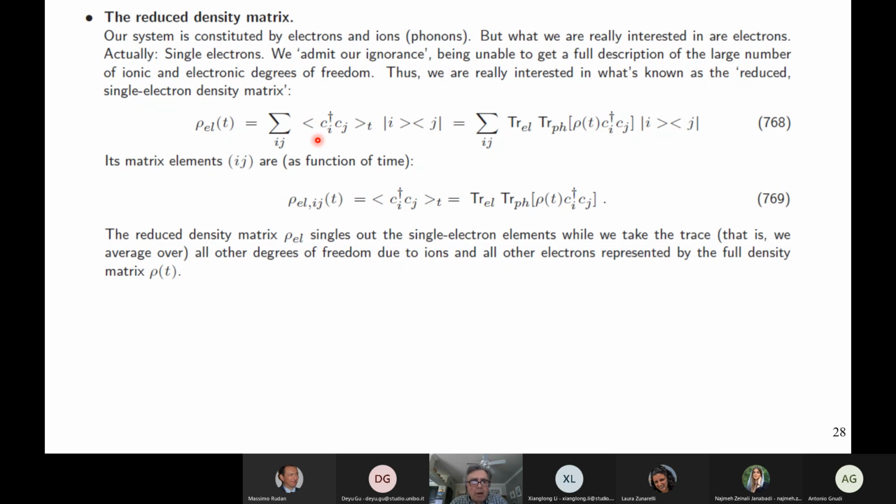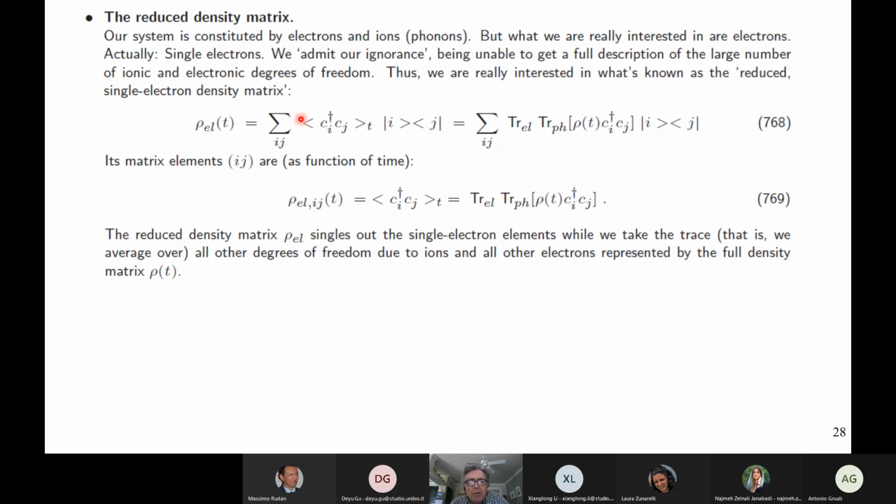This is a thermal expectation value. It evolves in time according to the Liouville-von Neumann equation. And this is the ket-bra expression that I need to build a matrix. Clearly, if I take the matrix element ij of this object, having introduced this object, I recover the Ci dagger Cj, over those states.